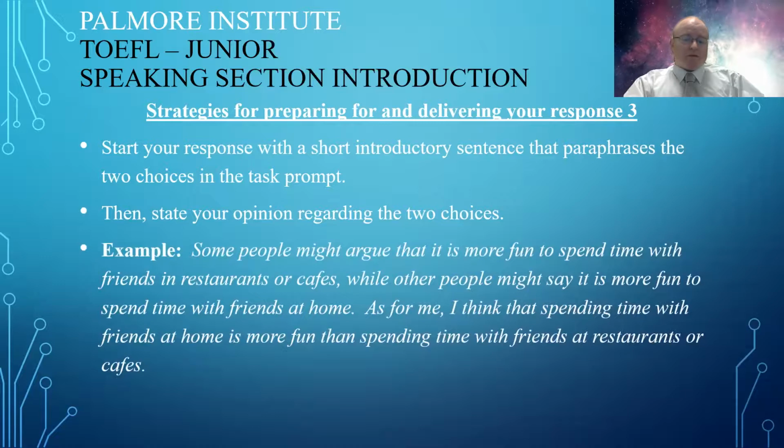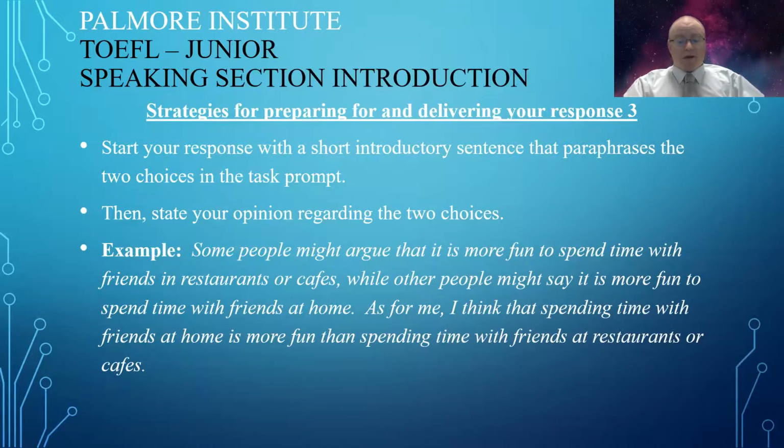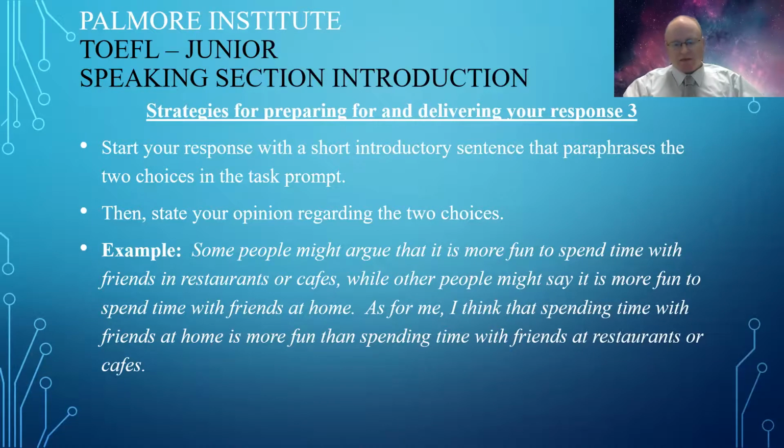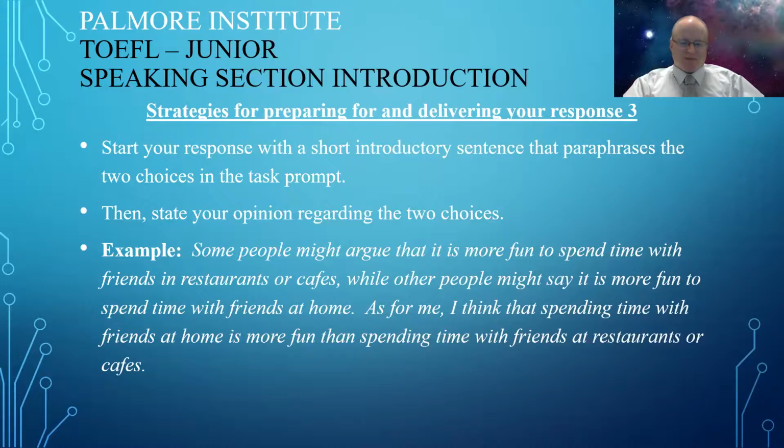For example, some people might argue that it is more fun to spend time with friends in restaurants or cafes, while other people might say it's more fun to spend time with friends at home. As for me, or in my view, I think that spending time with friends at home is more fun than spending time with friends at restaurants or cafes. So notice we have a paraphrase of the question prompt. We just changed a few words around in the sentence structure a little bit. And then you give your position, for example, as for me, or in my view, or in my opinion, and then take one position or the other. Don't take both positions, just choose one.